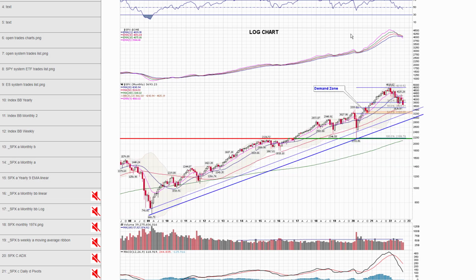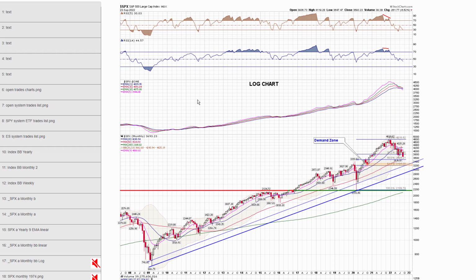Next. Chapter 17. Here's another monthly chart. It shows you the uptrend line for the 2009 low, that demand zone. And this second thin trend line connects the bodies instead of the tails. And again, even that comes down around the 3,400 area.